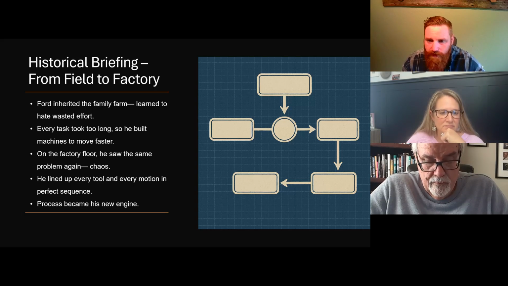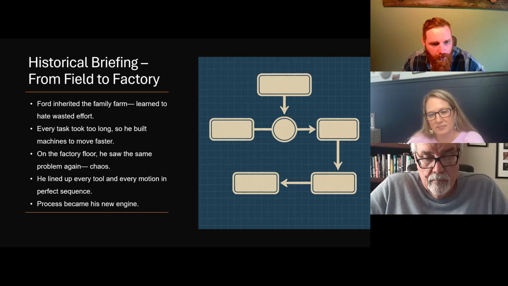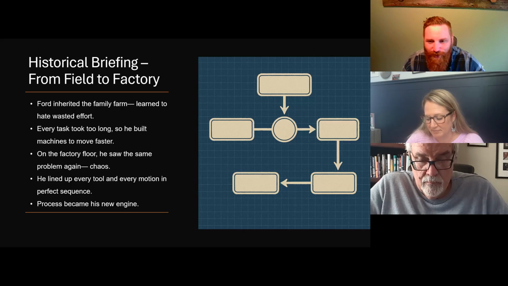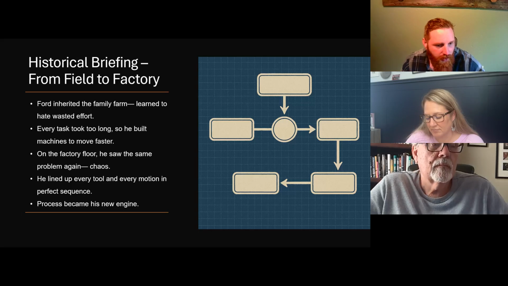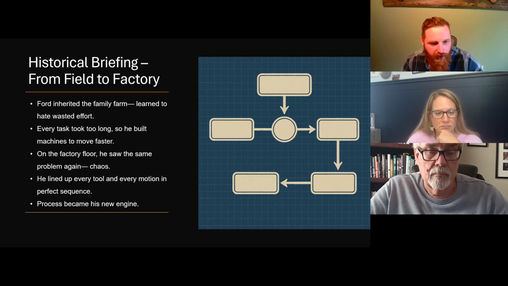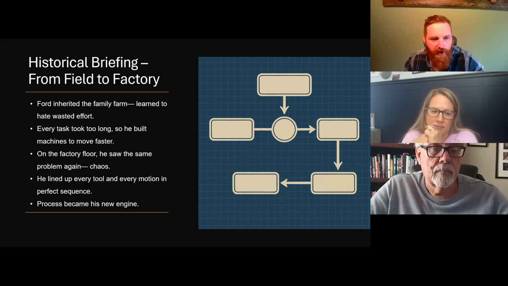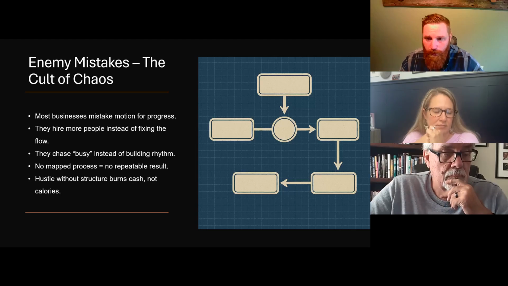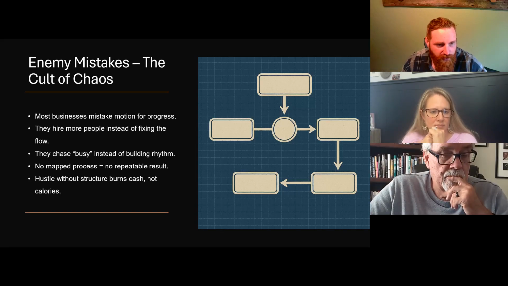So he's the grandfather of the assembly line, and that was really just him creating a process flow chart and figuring out how it all worked together and how to move things along more efficiently that created that process, the assembly line. And then every single thing he did after that was done in the exact same manner. So, enemy mistakes, these are the things that we see people do a lot in modern day business.